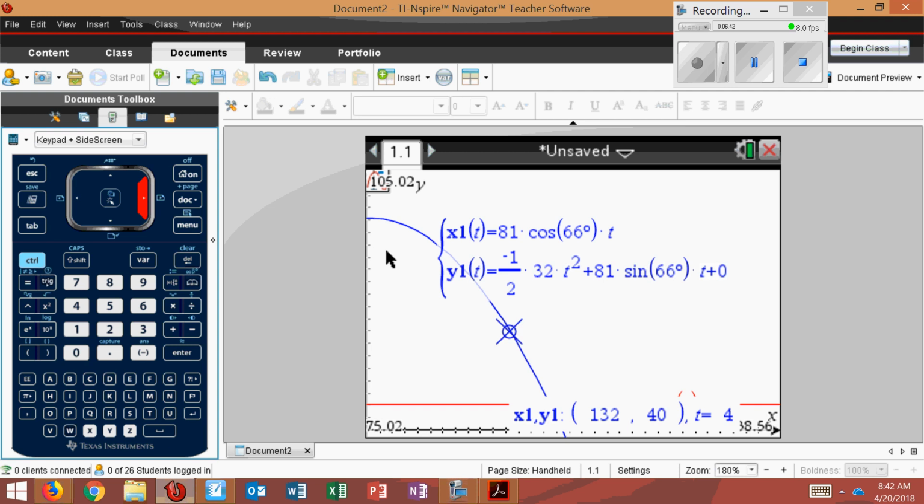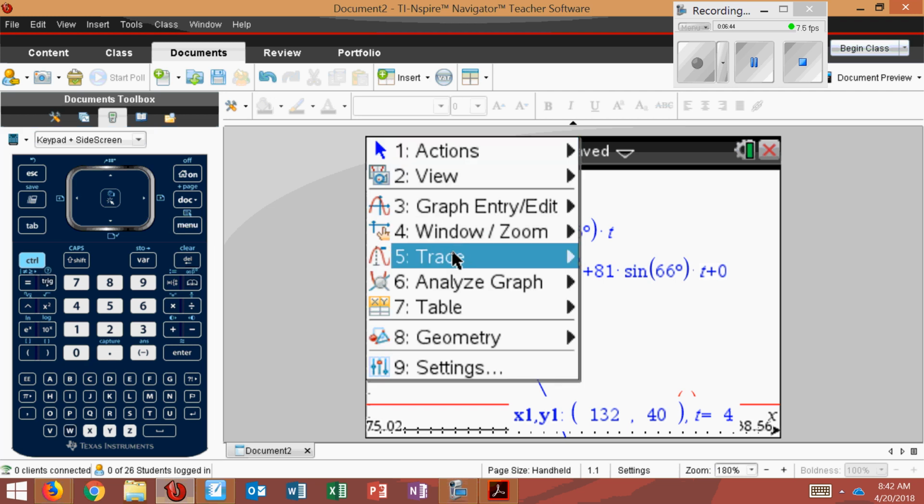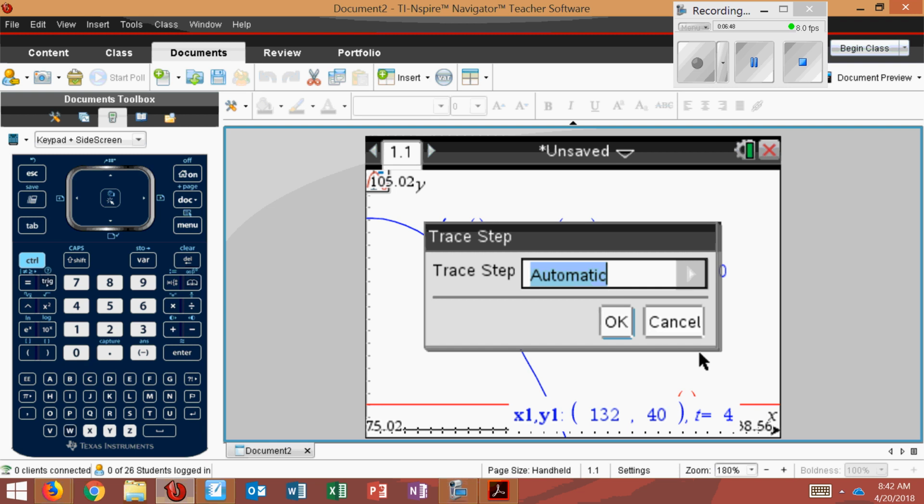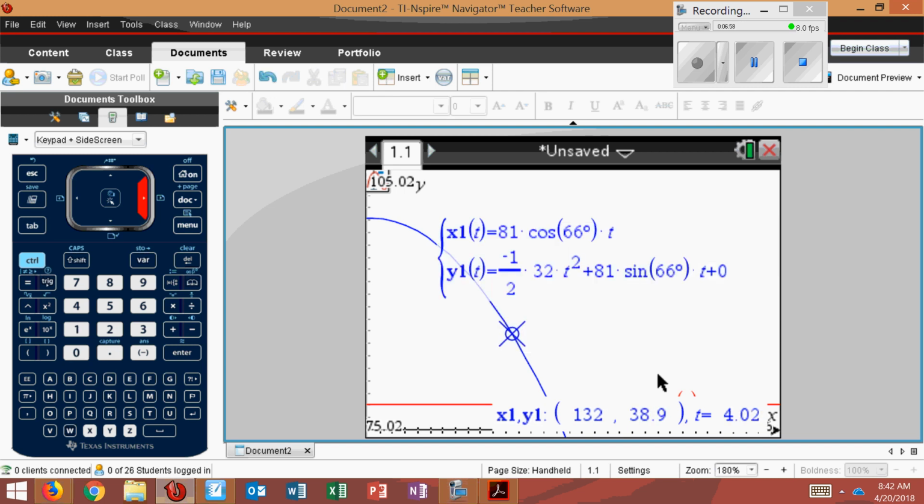And so now what I'm going to do is go menu, trace, and I'm going to do trace step. And I'm going to change it to where it's right now automatic, it's counting by a tenth of a second. I don't want to count by that much. I'm going to change it to like a hundredth of a second, so 0.01. And now I'm going to trace down and watch this ball's flight and see what happens.